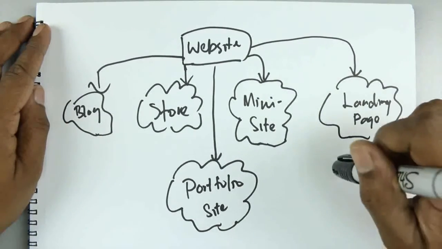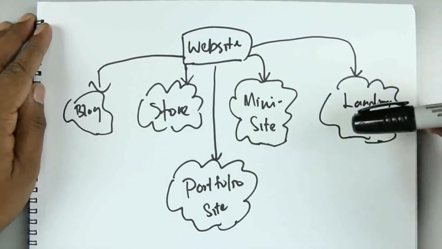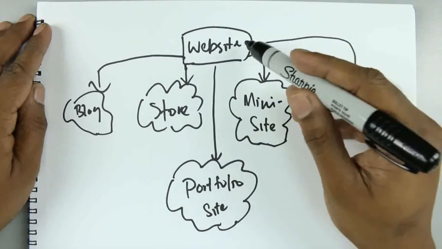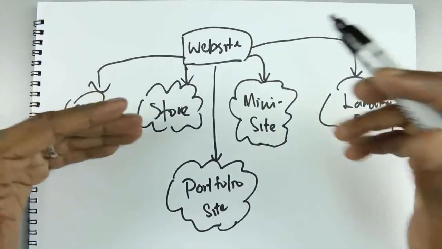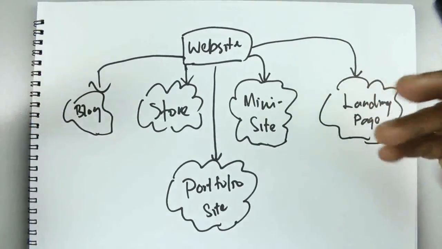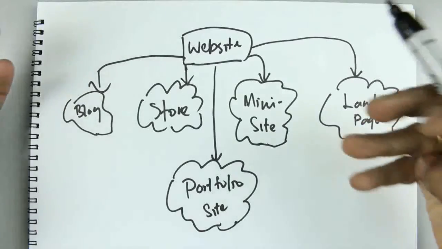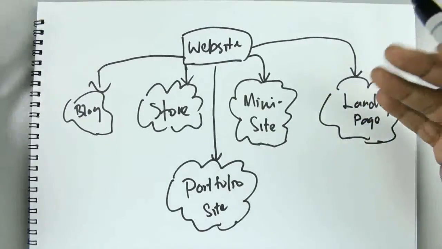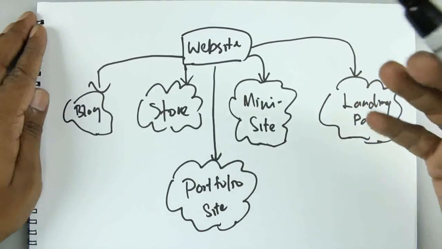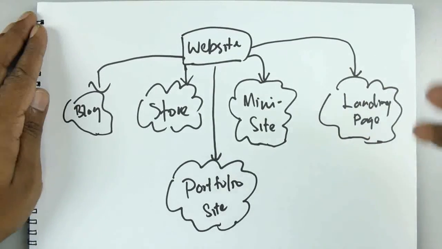So basically what I'm trying to explain with this video is that a website is just a catch-all phrase. As long as you have a blog, a store, a mini site, a landing page, a portfolio site, whatever it is, it's online, it has a URL, it has an address, you have a website. So I hope that was clear, and let's proceed to other videos.